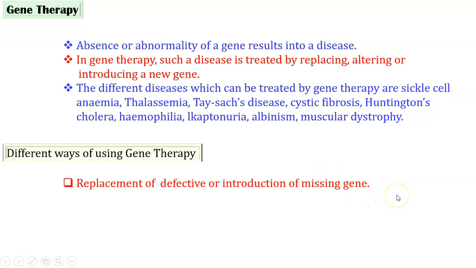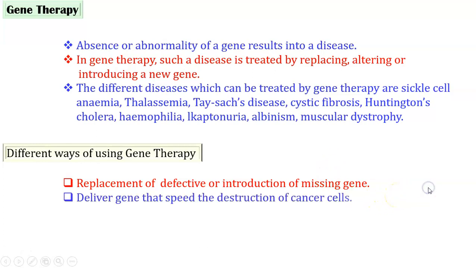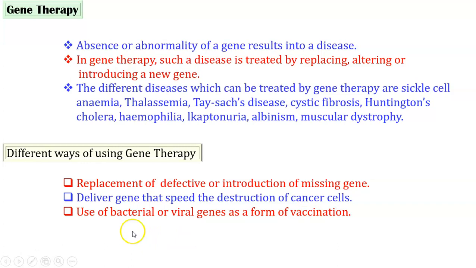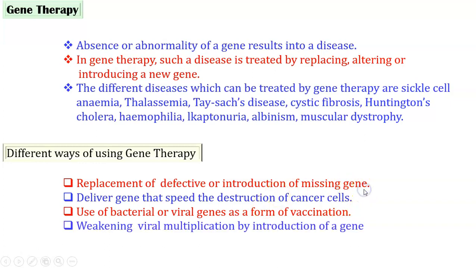Replacement of defective or introduction of missing gene. Deliver genes that speed the destruction of cancer cells. So for cancer treatment, we can use gene therapy. Use bacterial or viral gene as a form of vaccination, so for the making of vaccine. So for cancer treatment, for vaccination, for replacement or introduction of a new gene, for weakening of viral multiplication, we can use gene therapy.